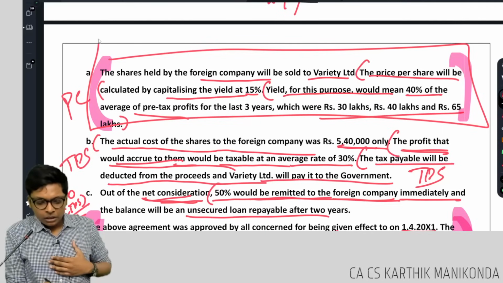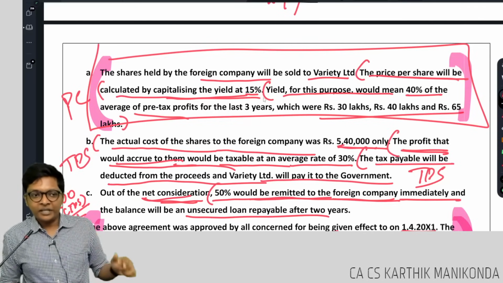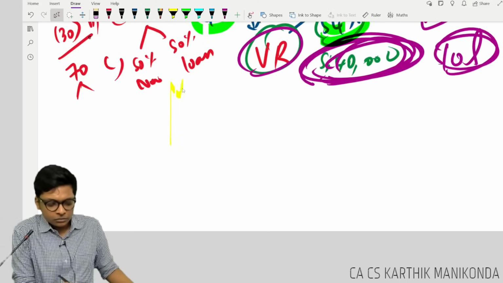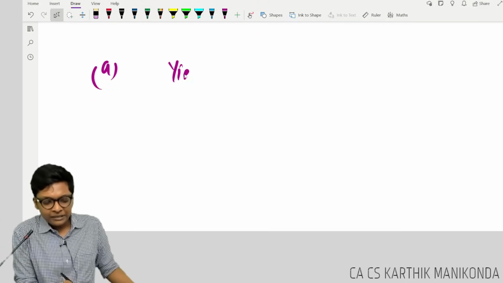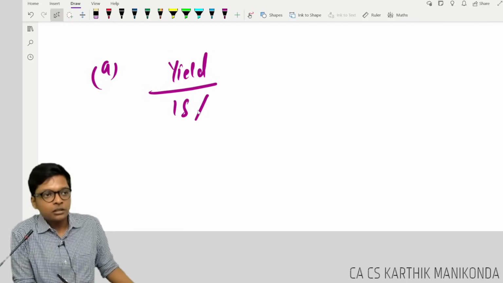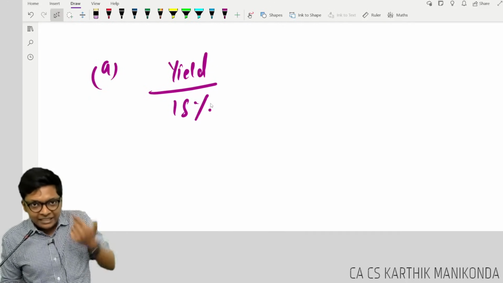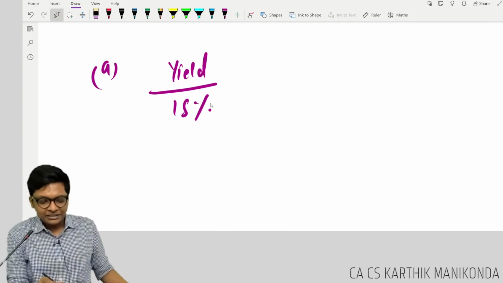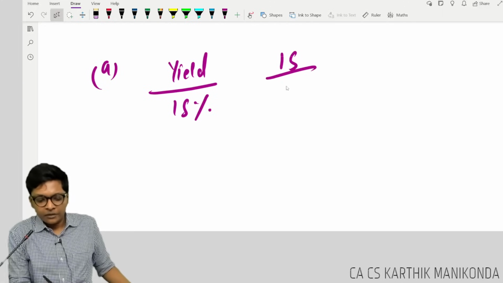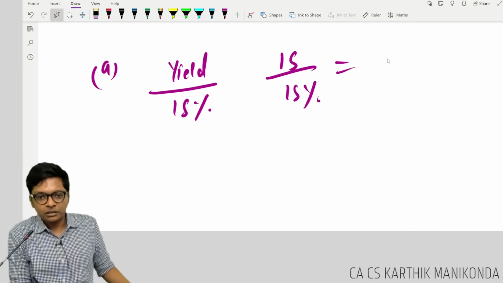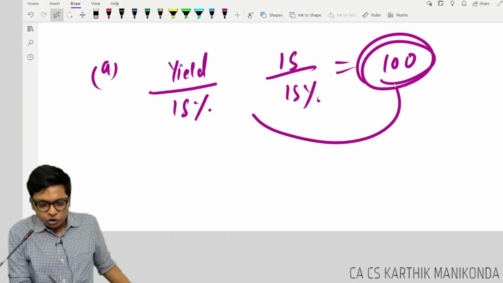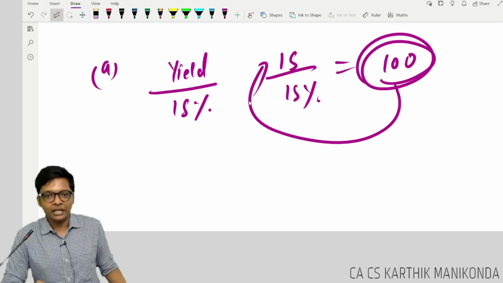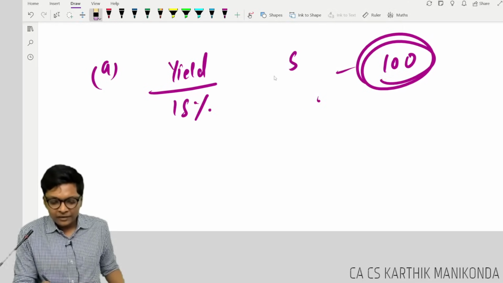First they are saying it is computed by capitalizing the yield at 15%. So whatever is the yield, I have to capitalize. I am first computing PC, guys. Whatever is the yield, I have to capitalize at 15%. That means I should get a return of 15%. In other words, assume yield is 15. 15 divided by 15% is 100. On my total, my return should be 15. That only is called yield. Are you following, guys?